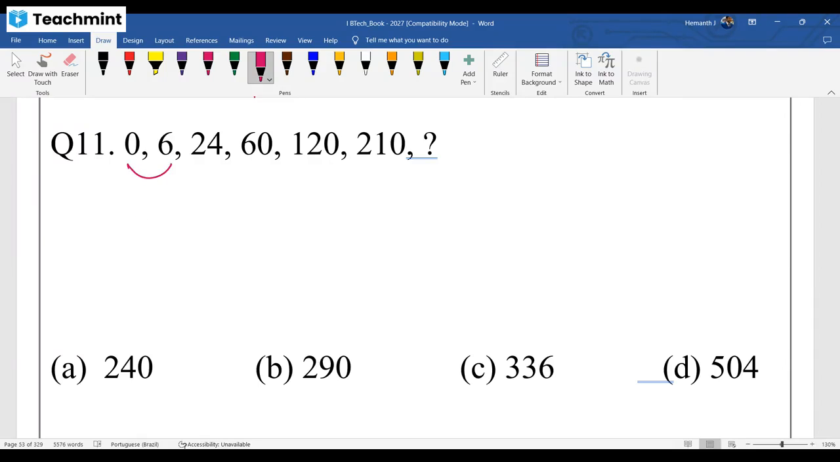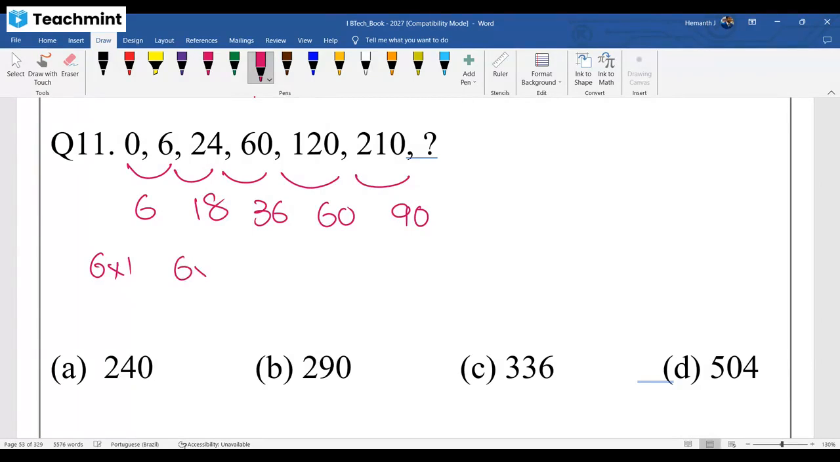One logic is taking differences. The differences are 6, 18, 36, 60, 90. Are these all multiples of 6? This is 6 into 1. This is 6 multiplied by 3. This is 6 multiplied by 6. This is 6, 10 times. This is 6, 15 times.